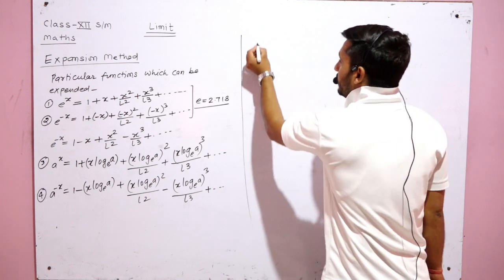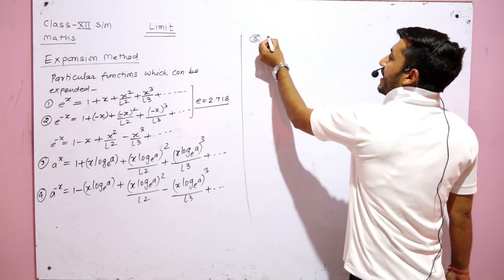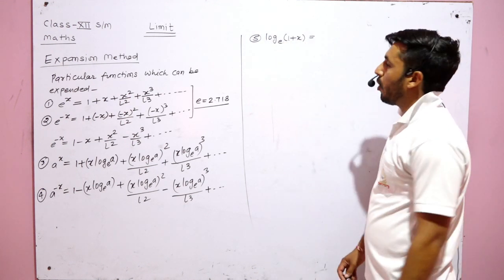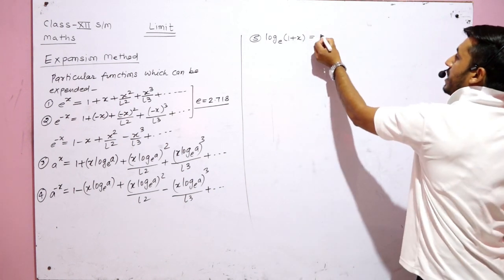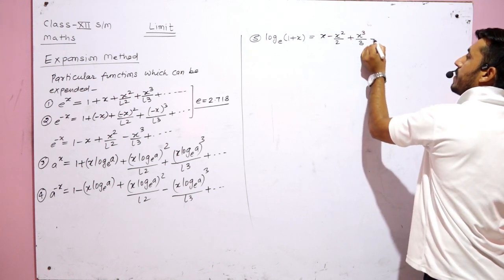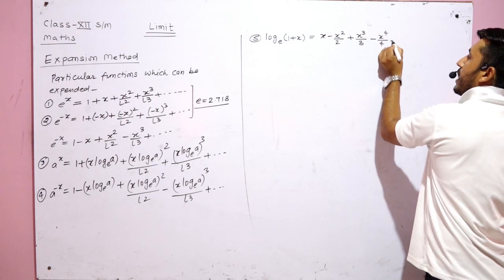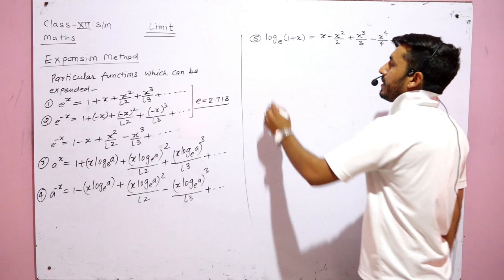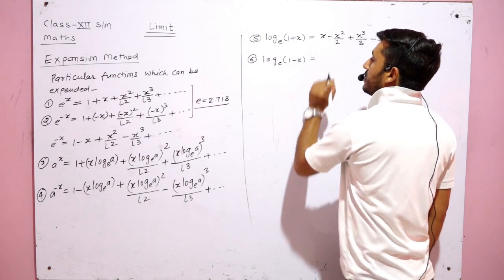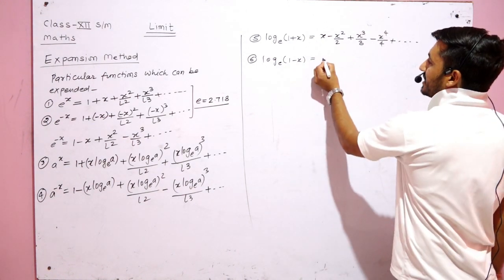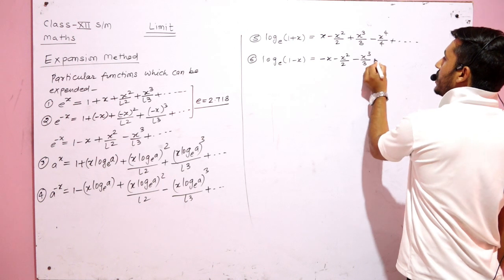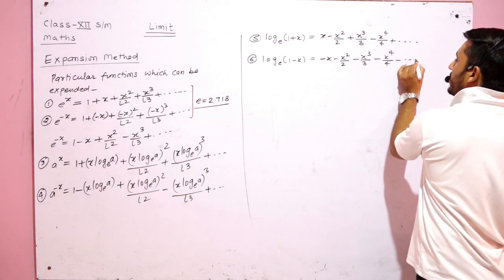The next expansion, the function taken as log base e of 1 plus x. The expansion of this function is given as x minus x square upon 2 plus x to power 3 upon 3 minus x to power 4 upon 4 plus and so on. But if I take the function in terms of log e of 1 minus x, then the expansion will be given as minus x minus x square upon 2 minus x to power 3 upon 3 minus x to power 4 upon 4 minus and so on.